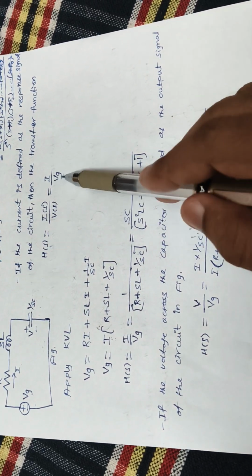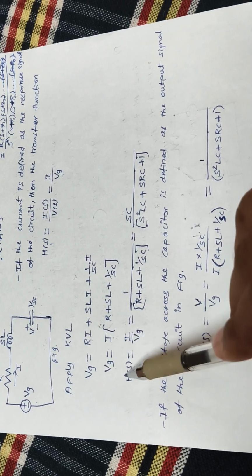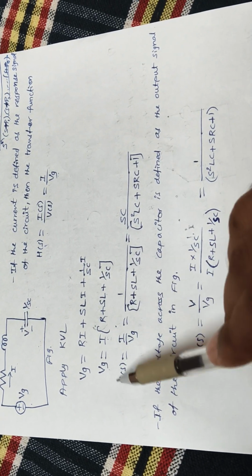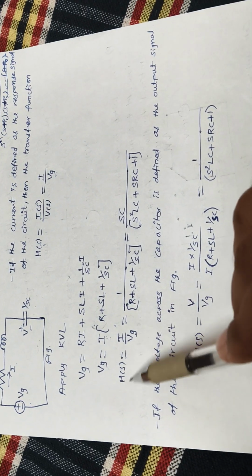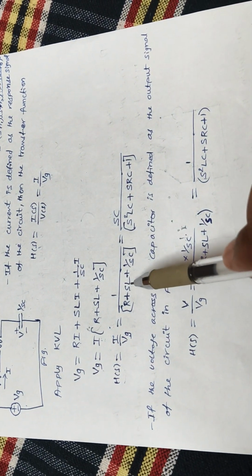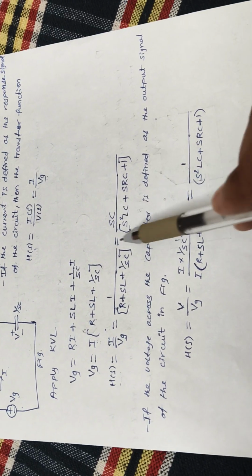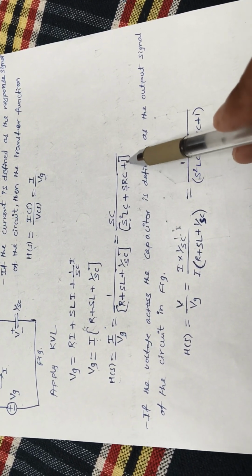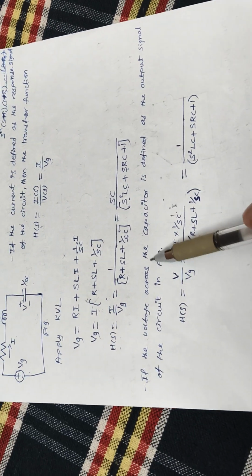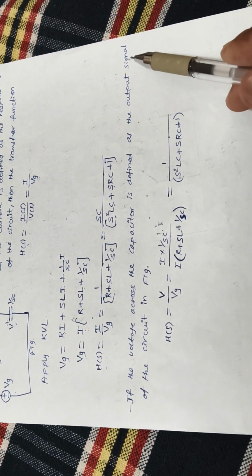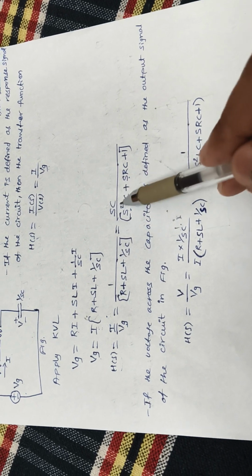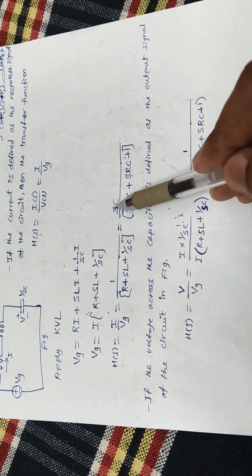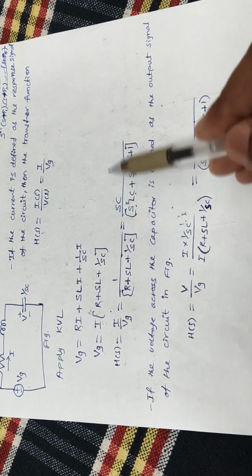I need I by Vg, right? So if I take Vg on one side and the bracket term on the other side, I by Vg, which is the transfer function, is equal to 1 by (R plus SL plus 1 by SC). If I simplify further, I'll get SC by (S square LC plus SRC plus 1). This is your transfer function in S domain. The denominator roots will give the poles, and the numerator will give the zeros.